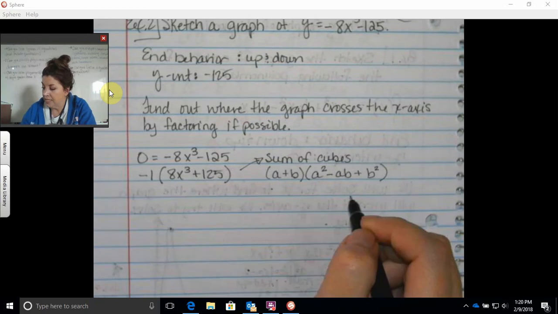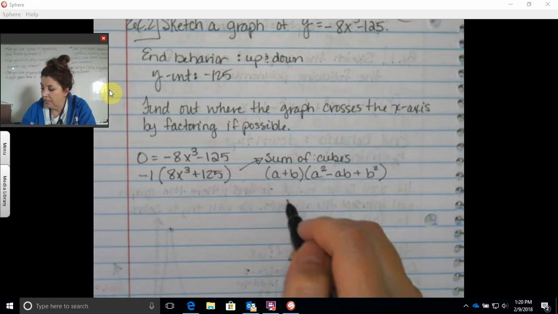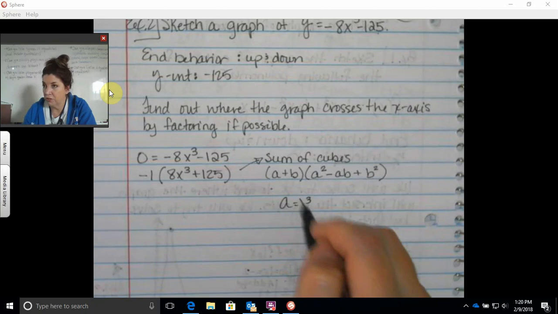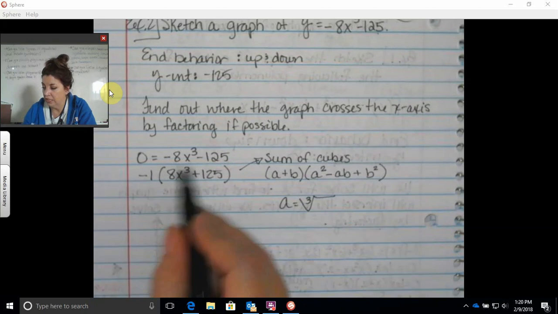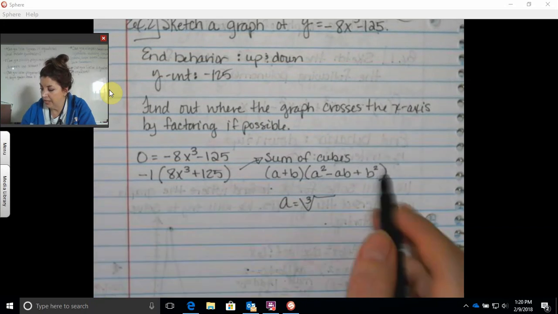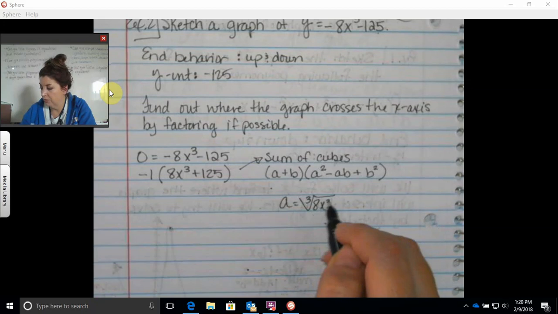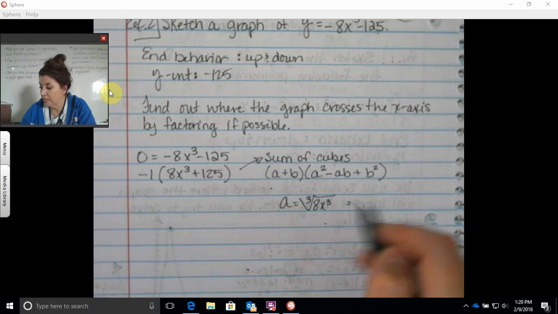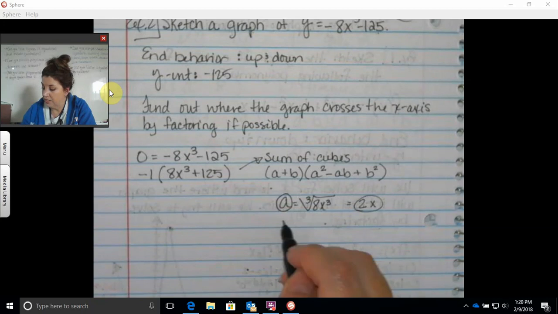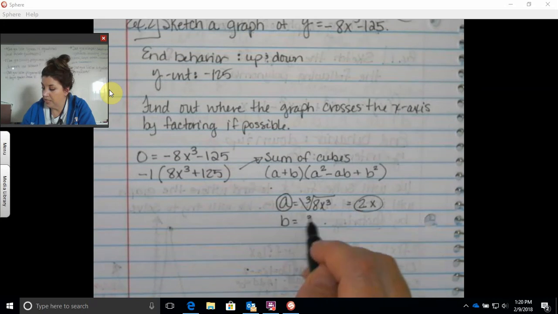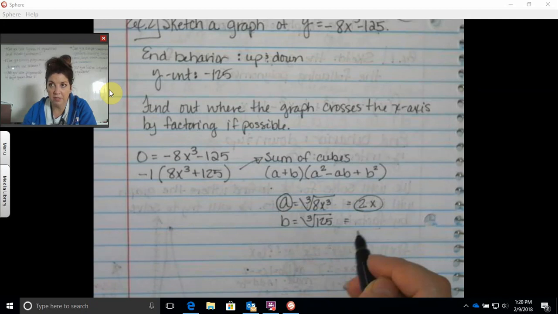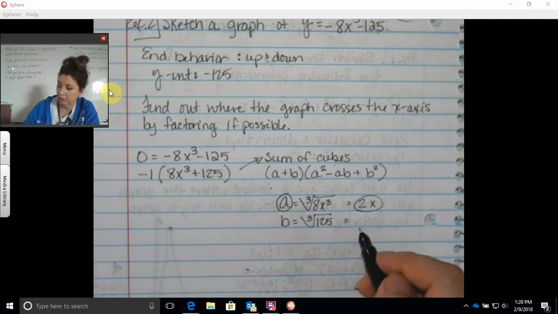So let's figure out what A is. Remember, A is the cubed root of the first term. Don't look at the original. Look here. So what's the cubed root of 8x cubed? 2x. B is the cubed root of the second term. So the cubed root of 125 is what? 5.